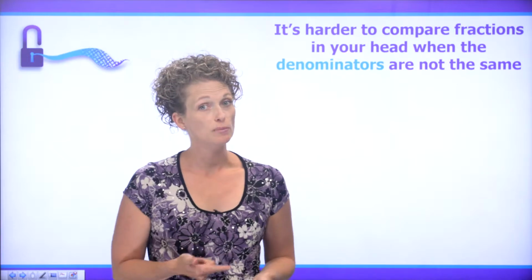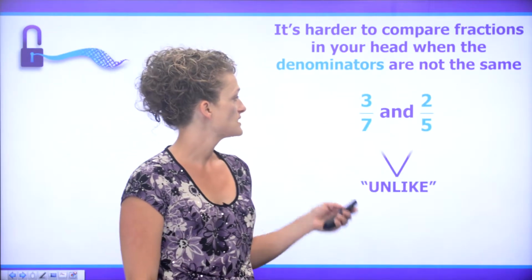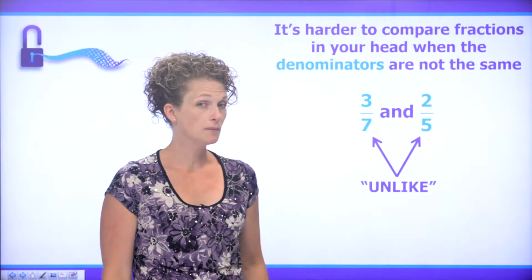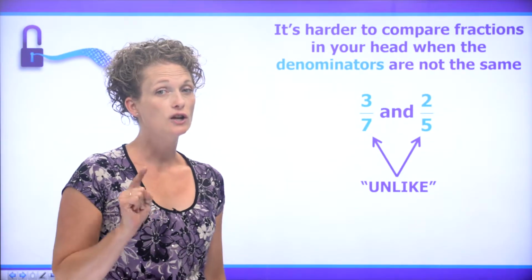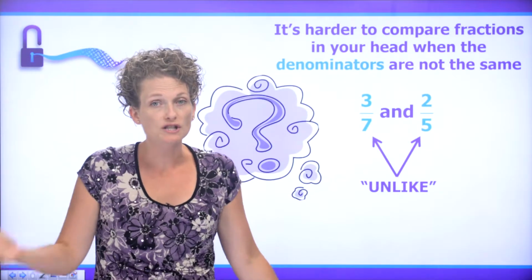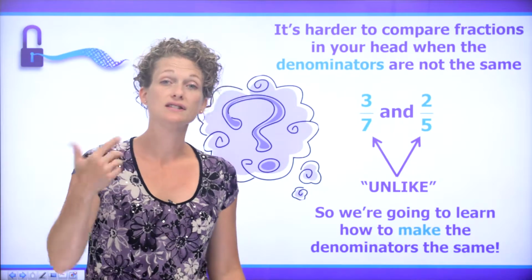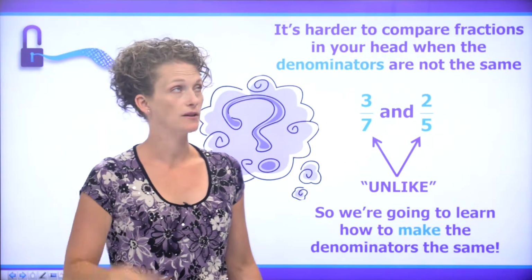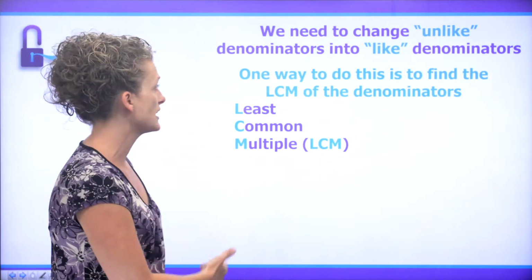Now, it's harder to compare fractions when they don't have the same denominator. So with 3/7 and 2/5, you can see the denominators 7 and 5 are not the same, and that is called unlike. So what do we do? Well, we're going to have to learn how to make the denominators the same so that we can then compare them. All right, so we need to change the unlike denominators into like denominators.